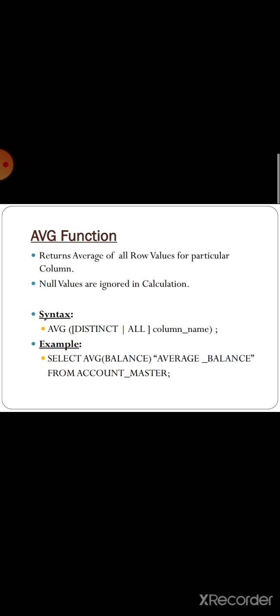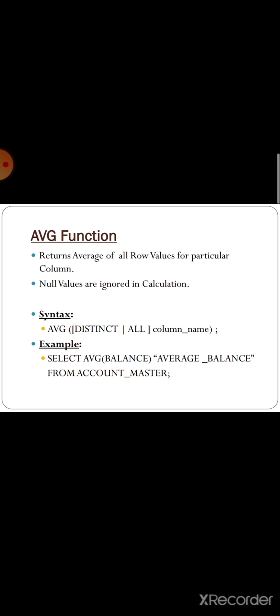Okay, in that way, now the average function is going to calculate the average of all row values for a particular column. Okay, null values are ignored in this calculation. In these calculations, the null values will be ignored. Okay, for this the syntax is AVG within brackets, DISTINCT or ALL, column name. Okay, any one can be given here.